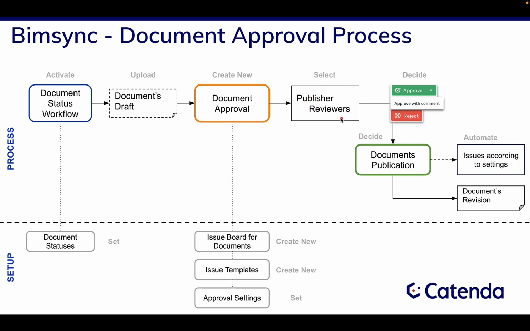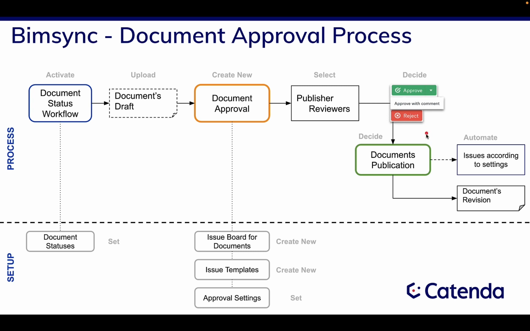Once you've done that, you will validate your approval, and people will be notified through the Bimsync interface that they have an action to do on documents. The decision they have to make here in the decide area will be either to approve the document with comments, or reject the document. And based on these actions, some automation will be activated.